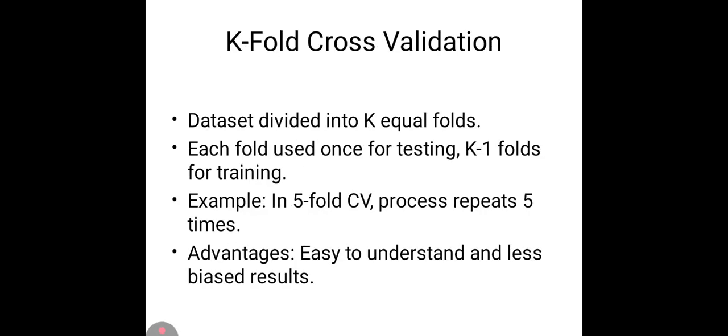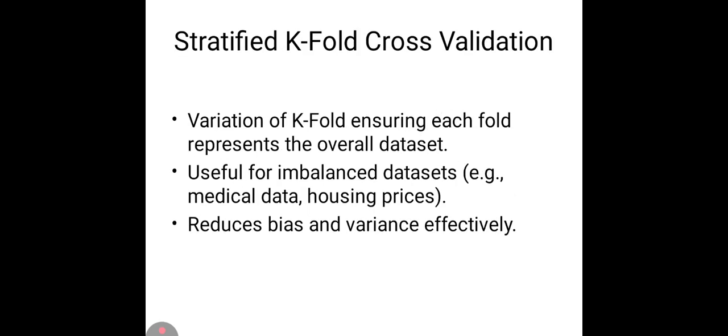Next is k-fold cross validation. We divide the data set into k equal parts or folds. Each fold is used once as the test set and the remaining k-1 folds are used for training. For example, in 5-fold CV, the process repeats 5 times. This method is easy to understand and gives stable and less biased results compared to the train and test split.